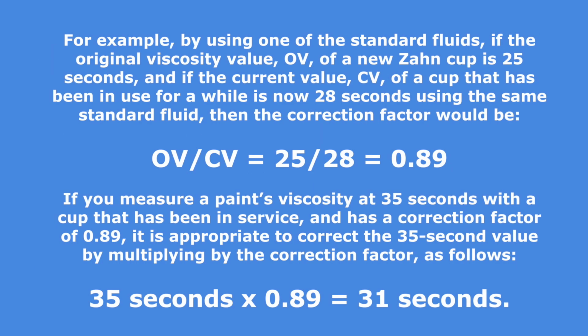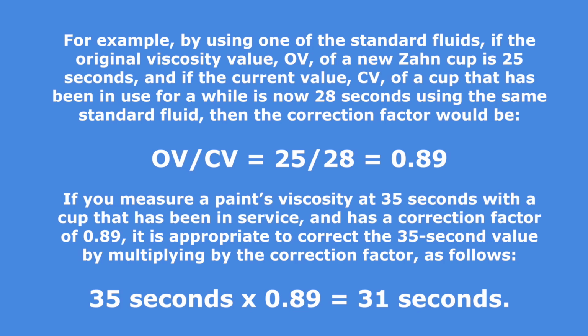For example, by using one of the standard fluids, if the original viscosity value, OV, of a new Zahn cup is 25 seconds, and if the current value, CV, of a cup that has been in use for a while is now 28 seconds using the same standard fluid, then the correction factor would be as shown here.